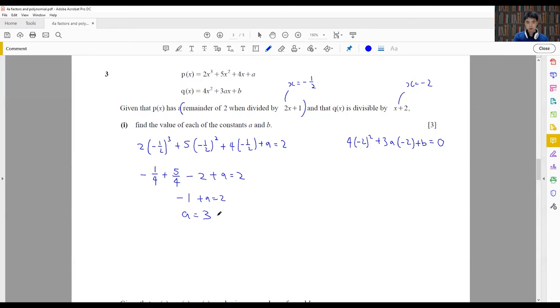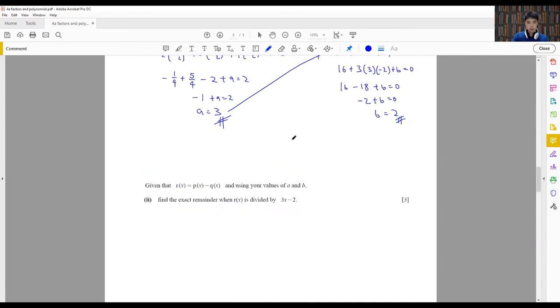Since we found that a equals 3, we are going to substitute this into our next equation. This will be 16 plus 3a multiplied by negative 2 plus b equals 0, and therefore we can solve for b. 16, 9 times negative 2 is negative 18, plus b equals 0. Negative 2 plus b equals 0. b will therefore equal 2. And there you have it, solving the constants a and b.